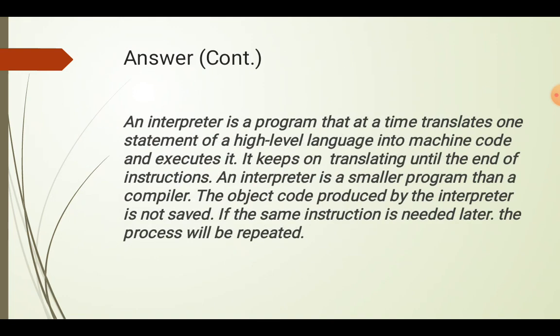On the other hand, an interpreter is a program that at a time translates one statement of a high-level language into machine code and executes it. It keeps on translating until the end of instructions. Students, an interpreter is a smaller program than a compiler. The object code produced by the interpreter is not saved. If the same instruction is needed later, the process will be repeated. Well, my dear students, I hope that you got the answers and understood the differences very well.